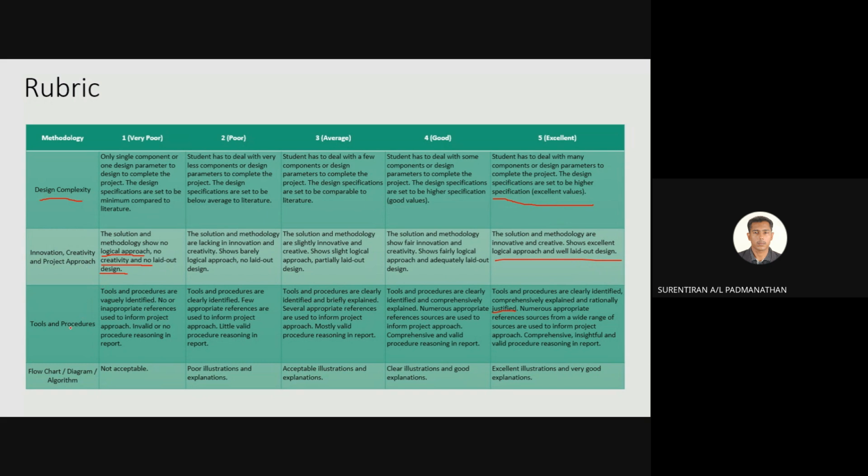And tools and procedures. For very poor, tools and procedures are poorly identified, with no or inappropriate differences used to inform.